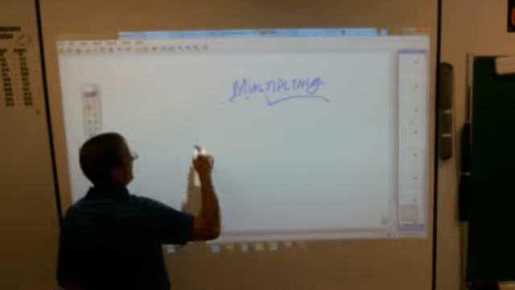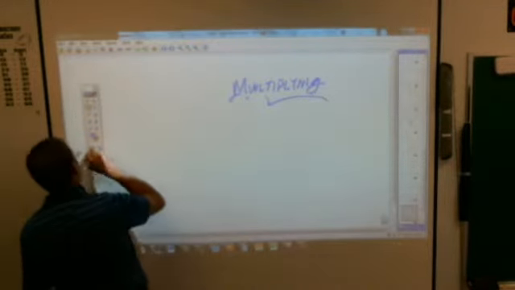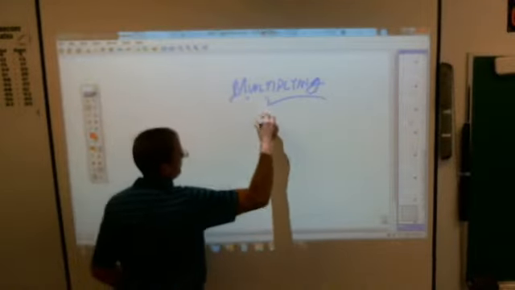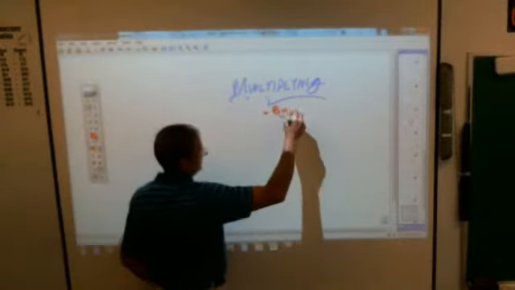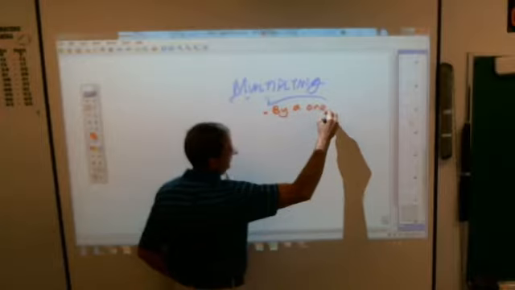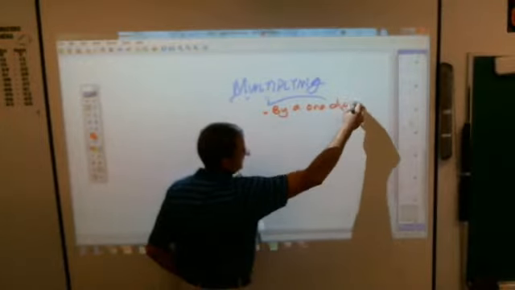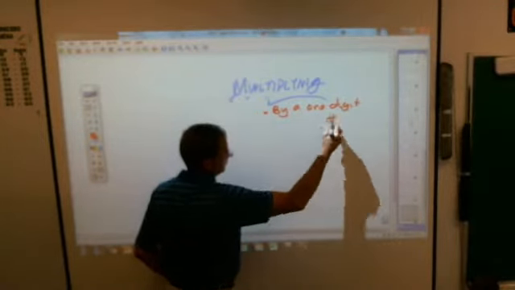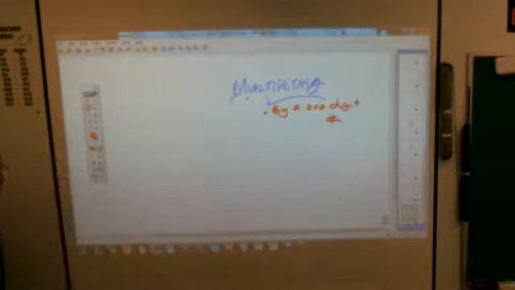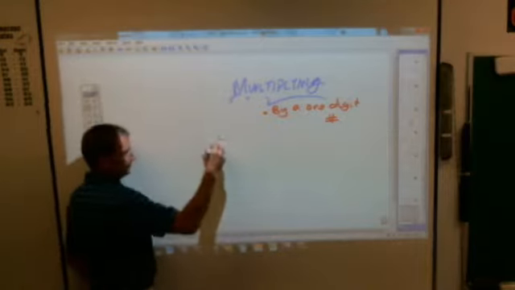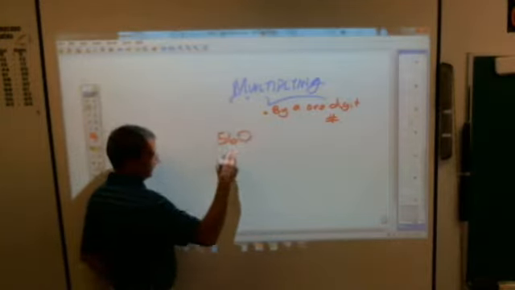And the little subheading under this, multiplying, is pretty simply multiplying by a one-digit number. Starting off easy. Multiplying by a one-digit number. Which means simply this. Let's say you've got 560 times 6.